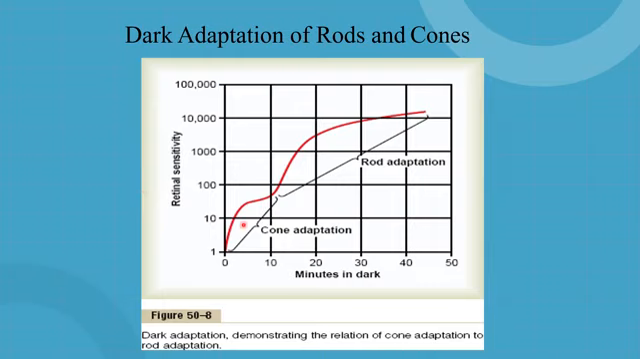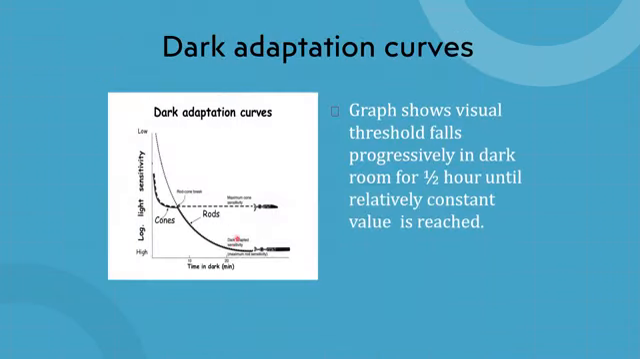So initially, as time passes in darkness, when we enter from a light area to a dark area, first the cones are adapted and then the rods are adapted. So these are the dark adaptation curves. The graph shows the visual threshold falls progressively in a dark room for half an hour until a relatively constant value is reached.